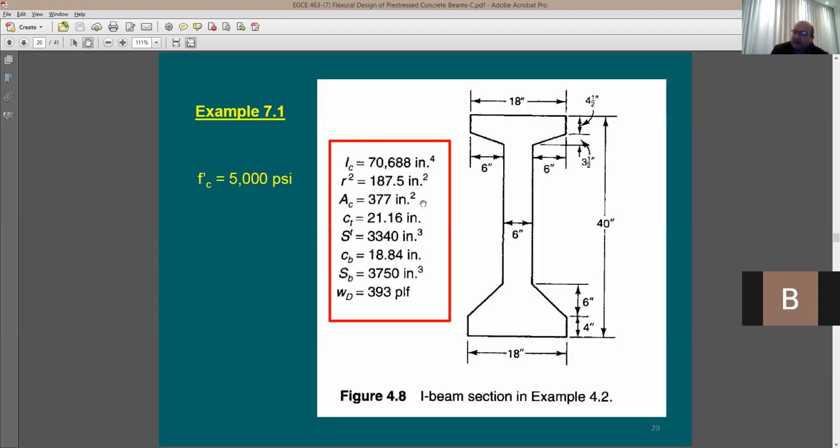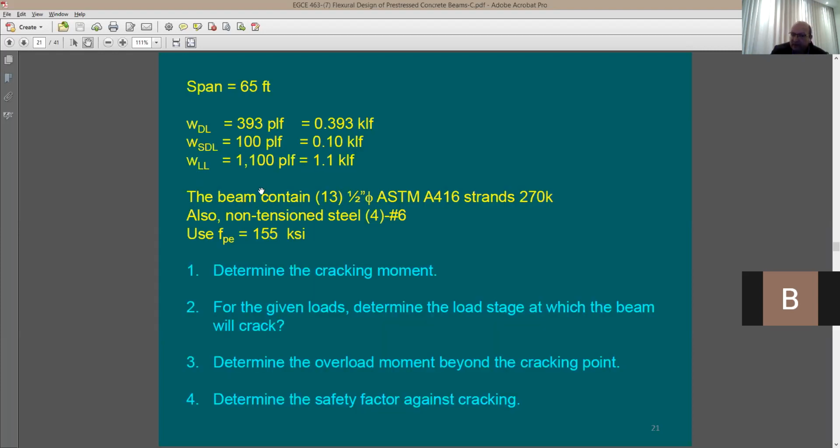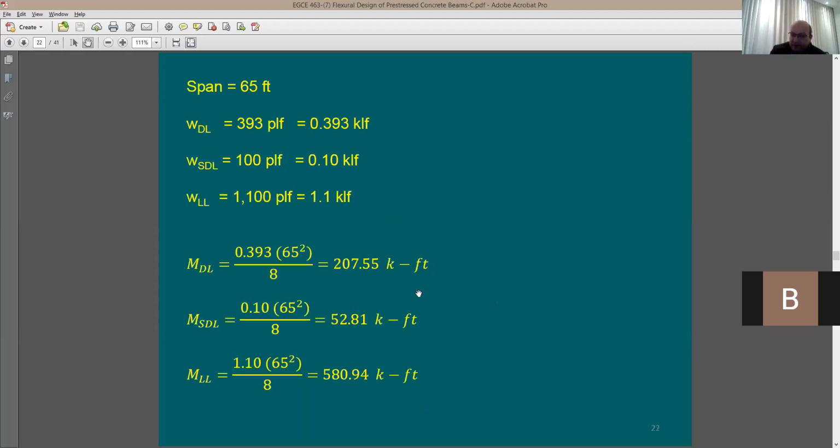So this here doesn't have phi Mn yet. Phi Mn, which is the strength, is going to come in the following example. But let's first study the cracking moment and when do you think the cracking is going to happen, after which load or what load stage, and also this overload and safety factor for the crack. So I can say, okay, I have the span, I have dead load, live load, and I have superimposed dead load.